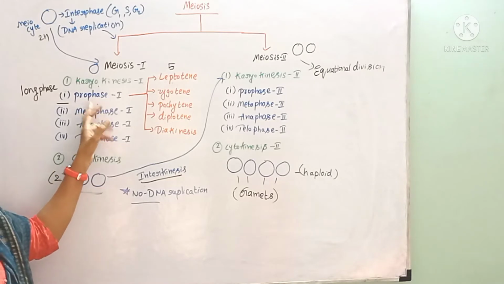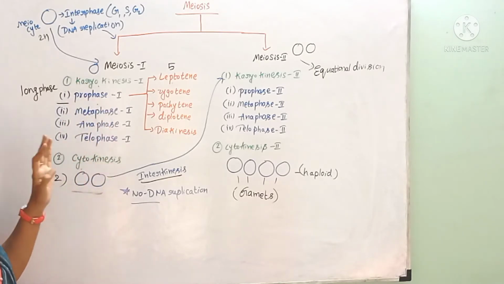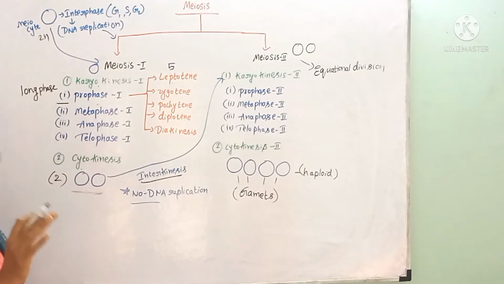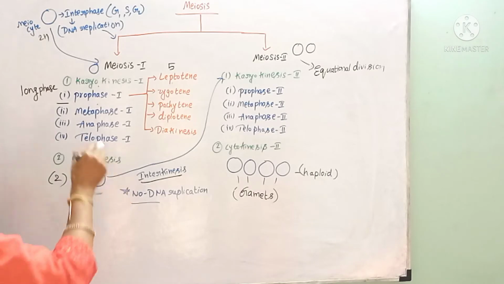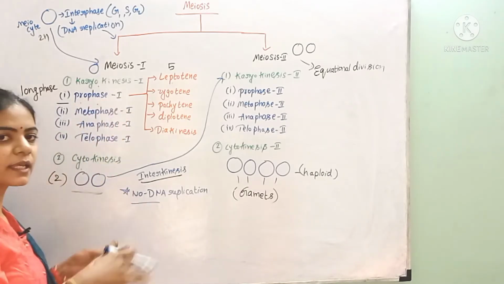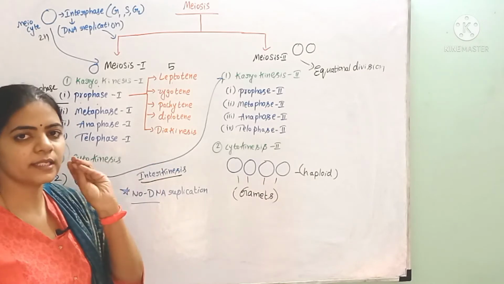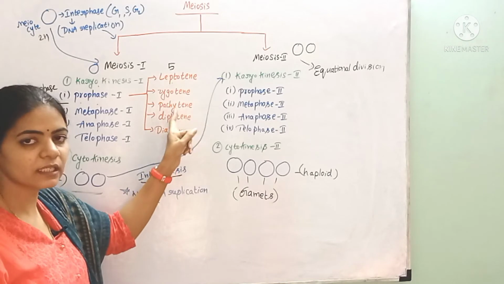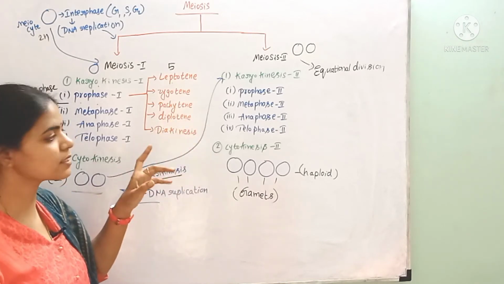If you see all these four phases, which is the longest phase? Prophase 1 is the longest phase of all these phases, because prophase 1 is again subdivided into 5 phases. They are leptotene, zygotene, pachytene, diplotene and diakinesis.